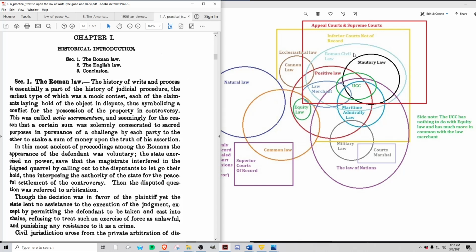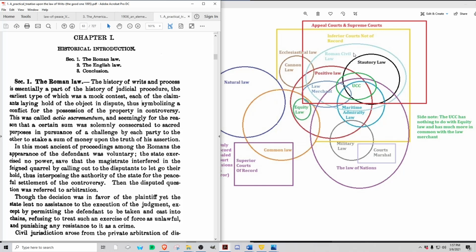Okay? So anyway, with that, in this most ancient of proceedings among the Romans, the appearance of the defendant was voluntary, meaning he didn't have to show up. The state exercised no powers, save the magistrate interfered in the feigned quarrel by calling out to the disputants to let go their holds, thus interposing the authority of the state for the peaceful settlement of the controversy, meaning basically knock it off.